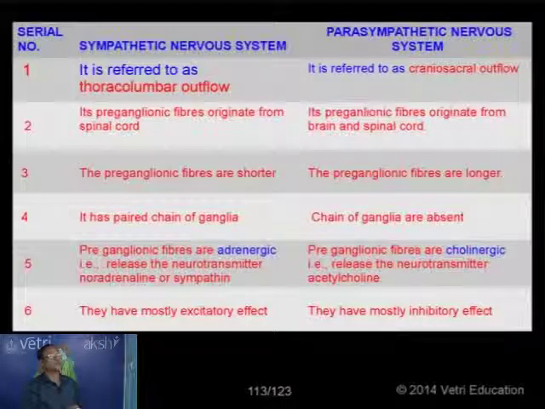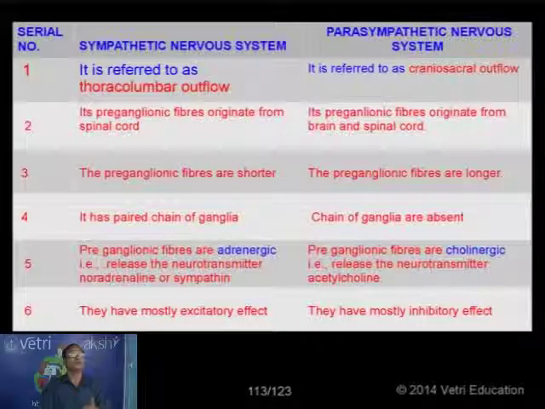Here is the tabular column showing a comparison between the sympathetic and parasympathetic nervous systems. As I mentioned already, the sympathetic nervous system is referred to as thoracolumbar outflow, and here it is referred to as craniosacral outflow. Normally the preganglionic nerve fibers originate only from the spinal cord in the sympathetic, but here the preganglionic nerve fibers originate both from the brain and spinal cord. That is why it is called craniosacral outflow, because of the 3rd, 7th, 9th and 10th cranial nerves, and also the 2nd, 3rd and 4th sacral spinal nerves. That is why the origin is both from the brain and the spinal cord.